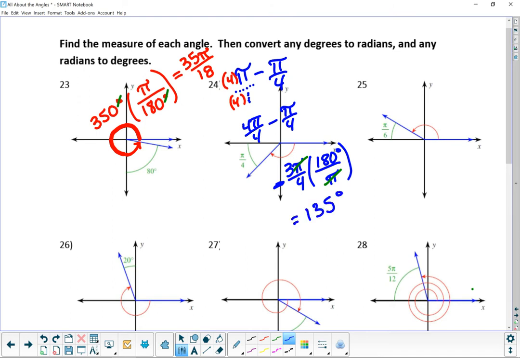Okay. So far, my answer is 350 degrees or 35 pi over 18. Second one, my answer is negative 3 pi over 4 or negative 135 degrees.